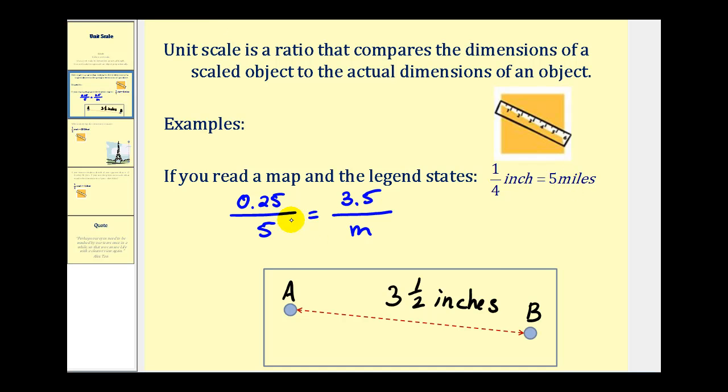Once we have two ratios equal to each other, we have what's called a proportion, and we can perform cross products to solve for m, meaning m times 0.25, or 0.25 m, must equal 5 times 3.5. Well, 5 times 3.5 is equal to 17.5. Now we have a one-step equation. To solve for m, we just divide by 0.25.